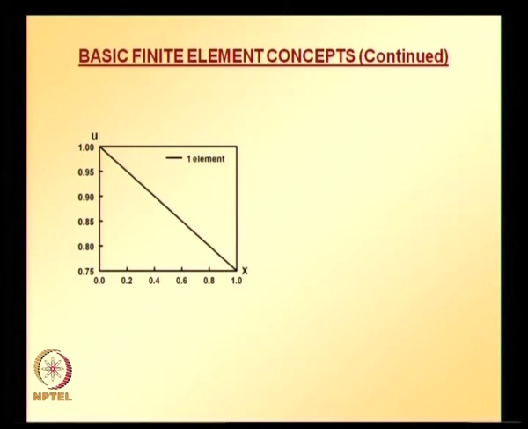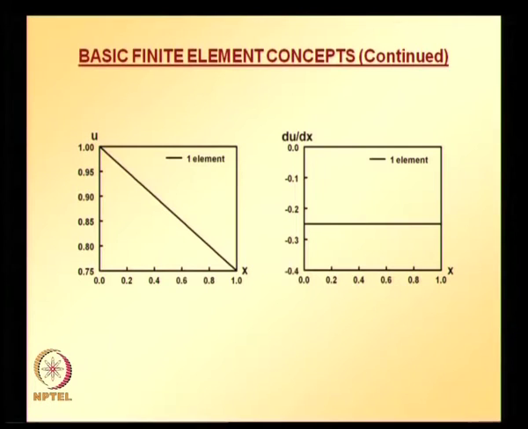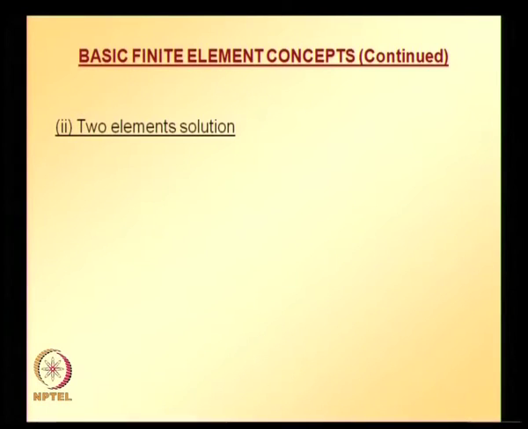And this plot shows the one element solution and derivative, the approximation of the derivative obtained using one element. We do not know whether this one element is good enough or not. So what we can do is increase the number of elements and see whether the solution is converged or not. So now let us try using two elements. Two element solution. The solution procedure is the same as for the one element solution.